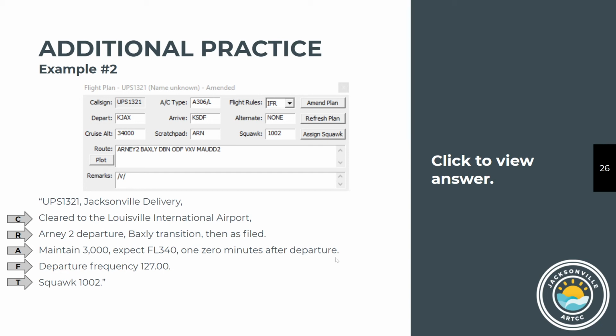UPS 1321 Jacksonville delivery, cleared to Louisville International Airport, RD2 departure, backslide transition, then as filed. Maintain 3000, expect flight level 340 10 minutes after departure. Departure frequency is 127.0, squawk 1002. And then they hopefully read that back correctly. If they didn't get the squawk correct, you'd say UPS 1321, the squawk is incorrect. Correct squawk is 1002, and get them to read it back correctly.